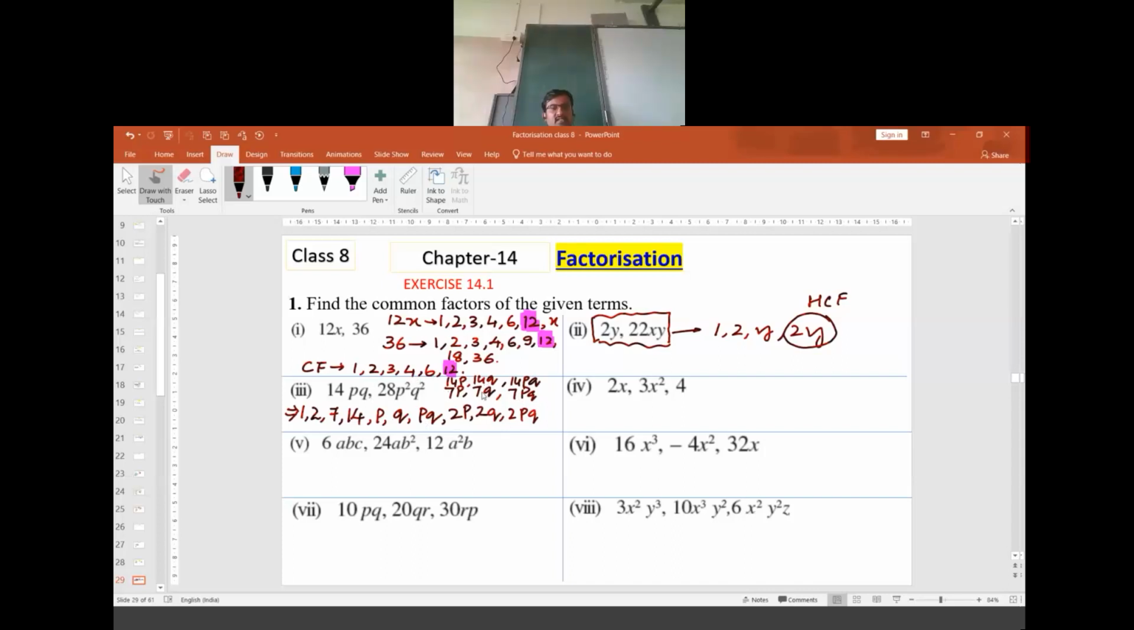In this, which are the common factors? 1 is a common factor. 2 is not a common factor. The answer is only 1. X can't be written, since 4 is there. The reason is it is just 4, it is not 4x. 4 is there, sir.